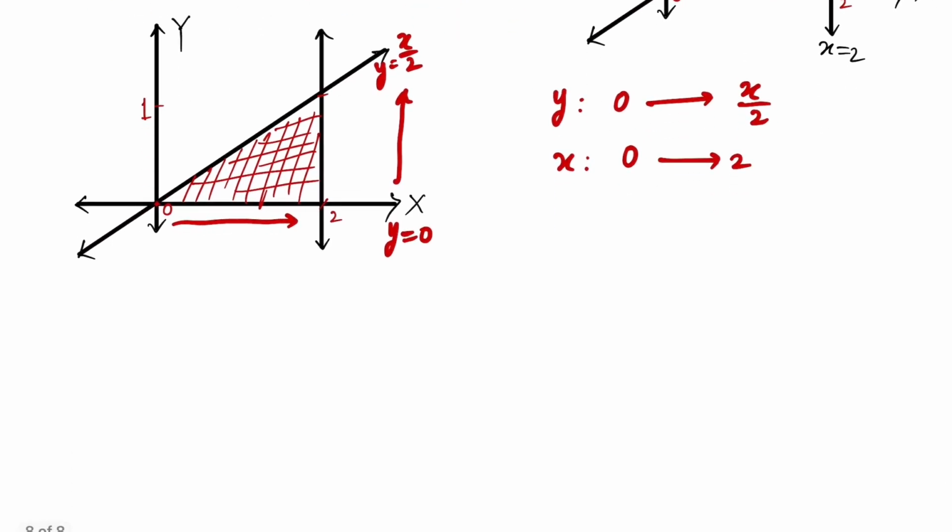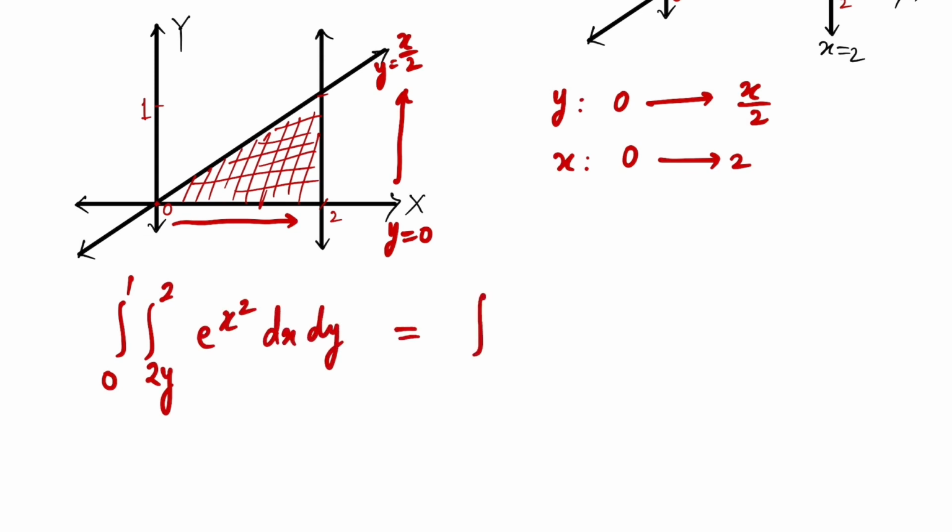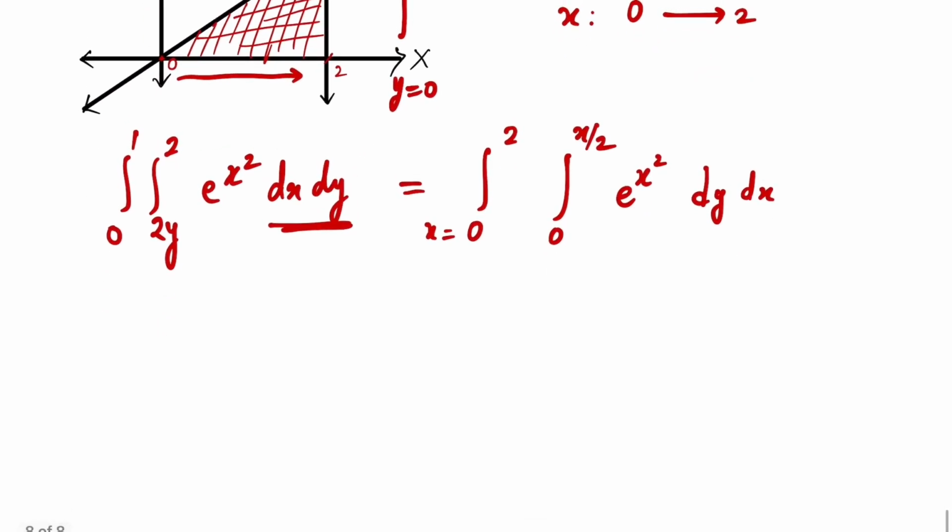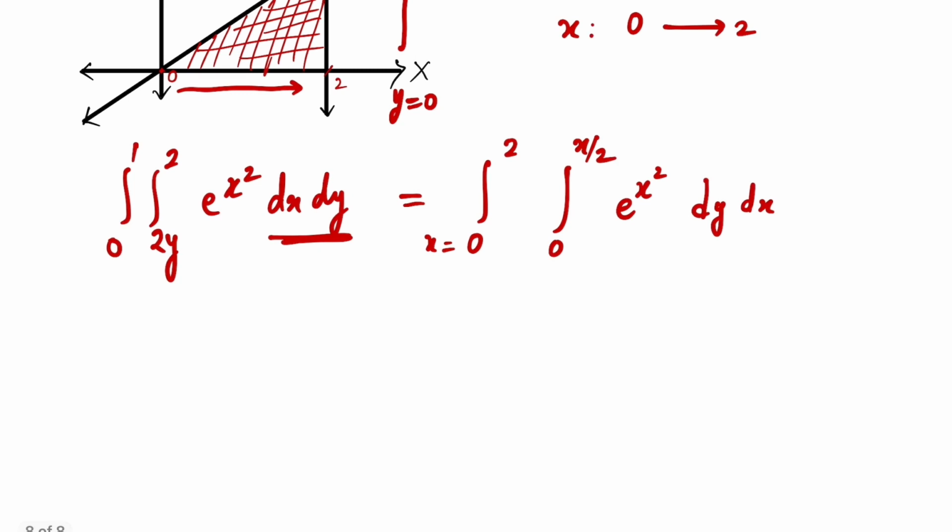That means the above integration becomes, so it was from 0 to 1, 2y to 2, e raised to x square dx dy, and this becomes, write the limits of x. So it is from 0 to 2, y is from 0 to x by 2, e raised to x square as it is. Now this dx dy becomes dy dx, right? And now let's solve this. So this is very easy, because now this is a function of x, right? Here we have dy, so we can take this outside.